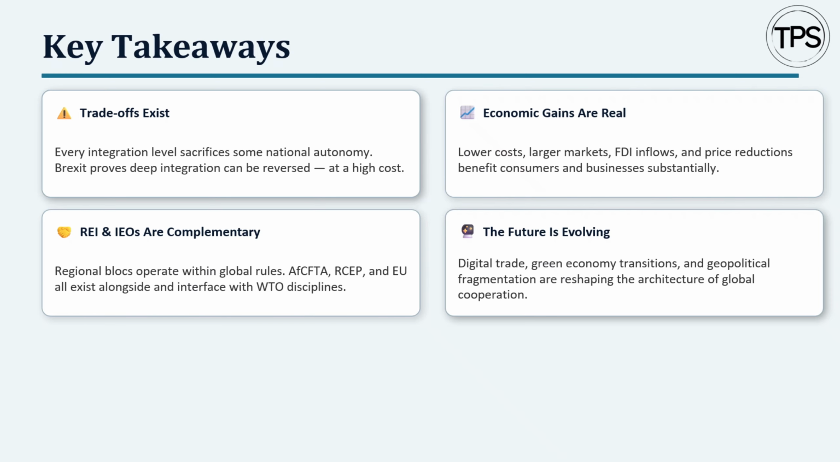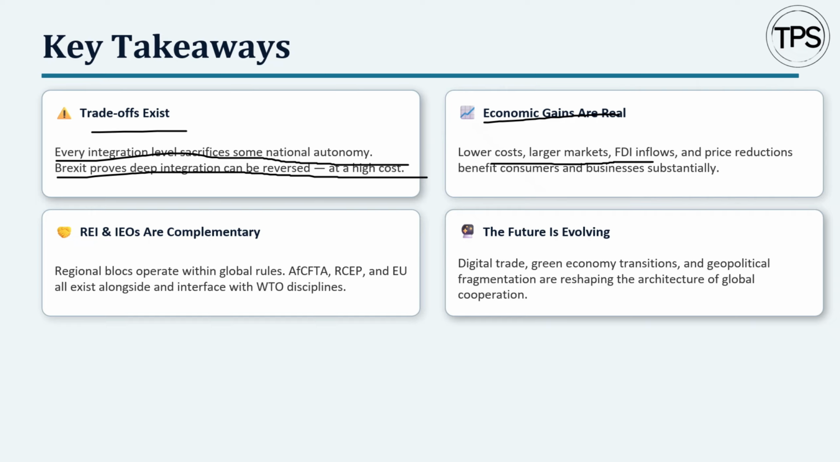Next, what are the key takeaways? A trade-off exists at every integration level; you sacrifice some national autonomy. Brexit proves deep integration can be reversed, but at a high cost. Brexit is Britain's exit. Britain exited after a very long time, and at a very high cost. Economic gains are real: lower costs, a larger market, FDI, foreign direct investment inflows, and price reductions that benefit consumers and businesses simultaneously.